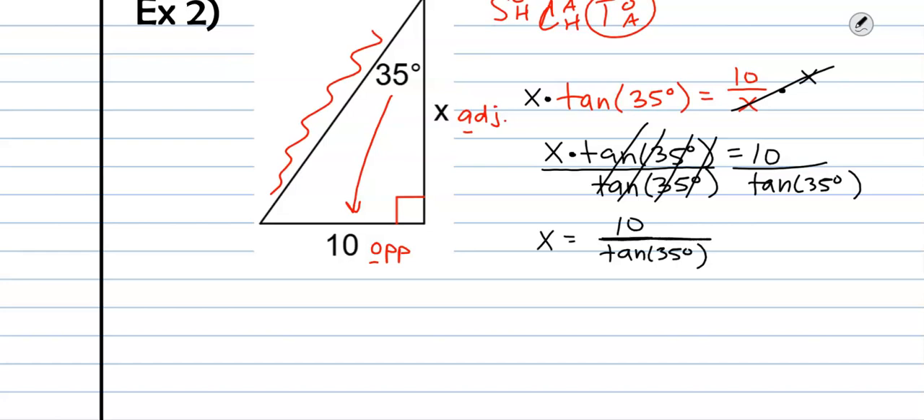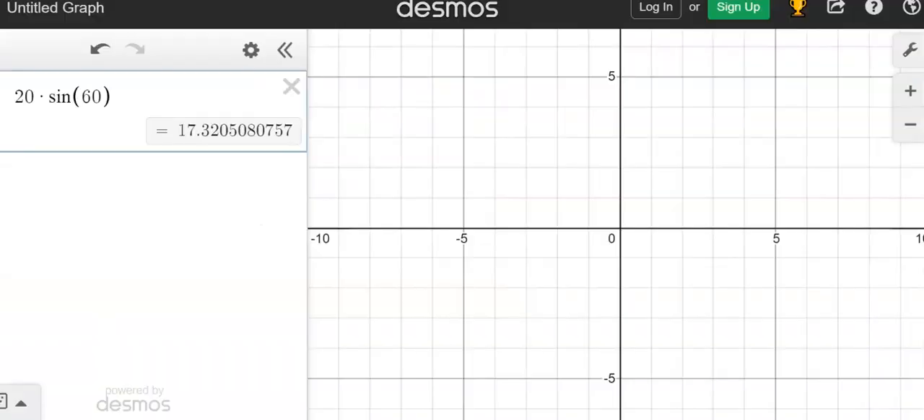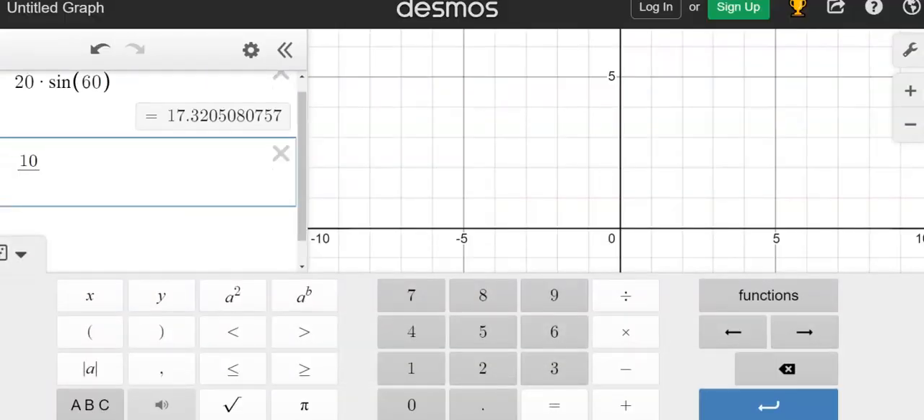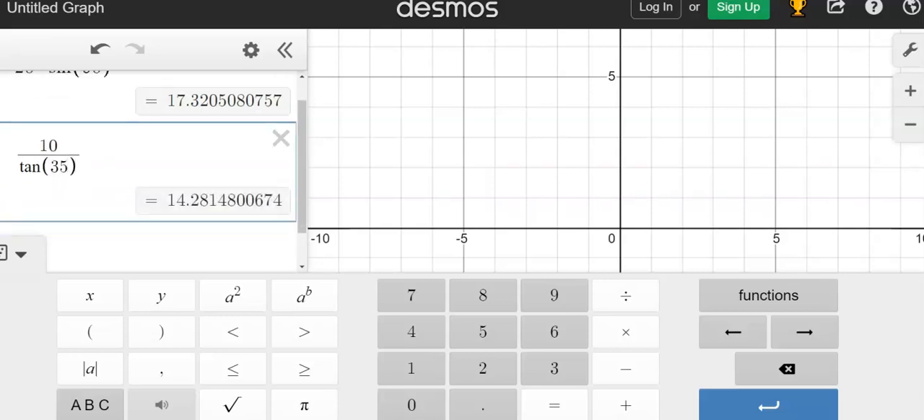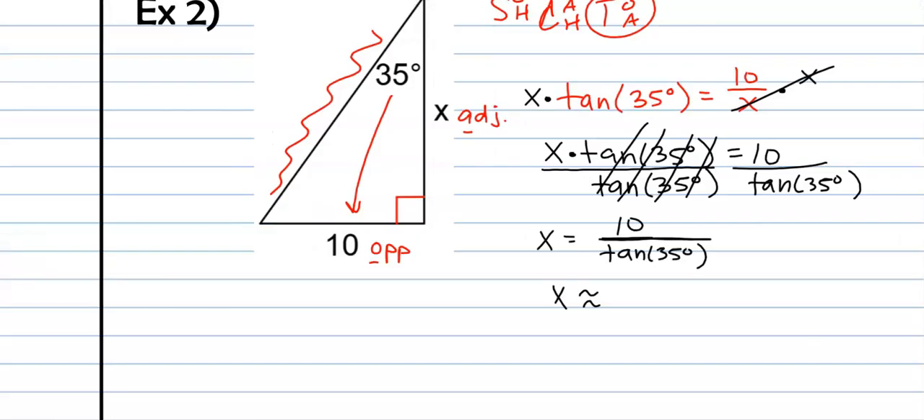which can just be typed into a calculator. So x is going to be approximately, grab a calculator and do 10 divided by tangent 35 degrees, and we get about 14.28 for a final answer. Okay, so if you need any help with solving these equations, that's going to be the hardest part. Just let me know. I'm more than happy to sit down with you and do a couple of them. But really, it's no different from solving equations like you have been since middle school.